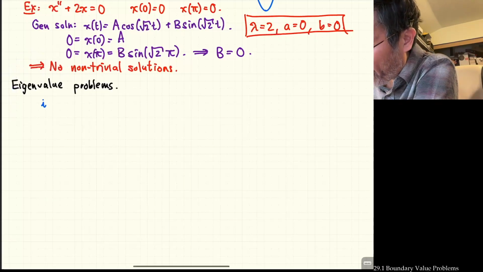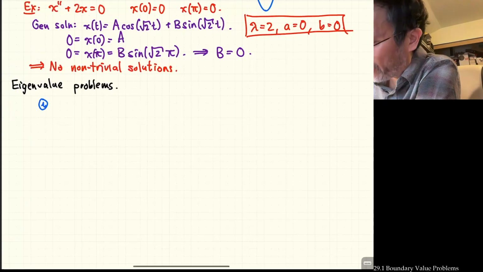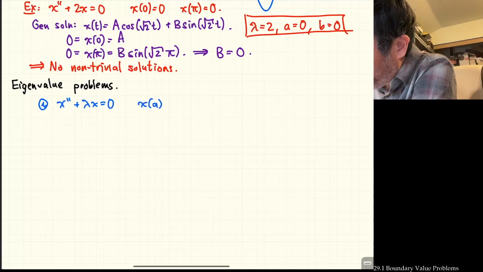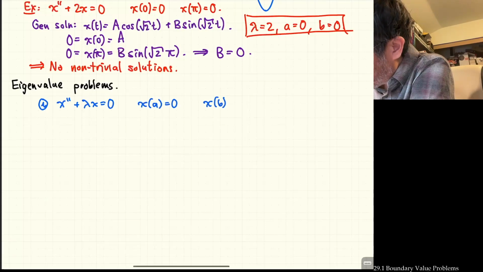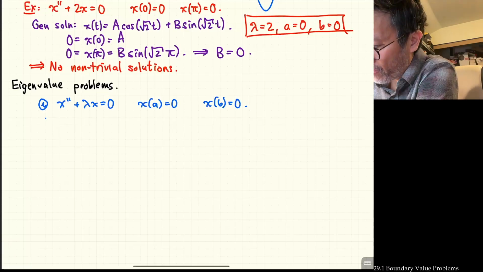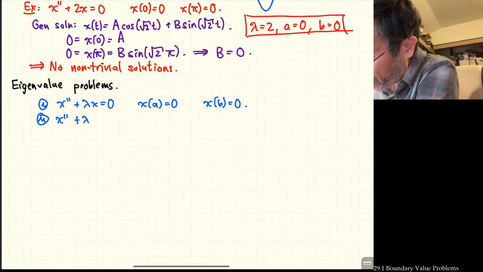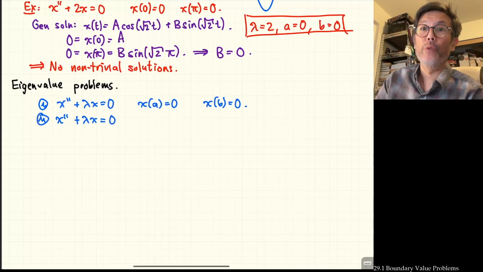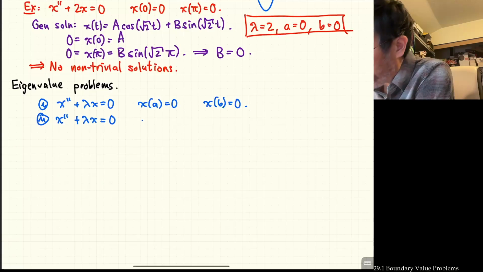The first type of eigenvalue problem is what we just studied: x double prime plus lambda x equals 0, together with x of a equals 0 and x of b equaling 0. Okay, that's going to be the first type of eigenvalue problem. The second type will look like x double prime plus lambda x again, but now there's going to be a specification of the derivative of x at each of a and b.